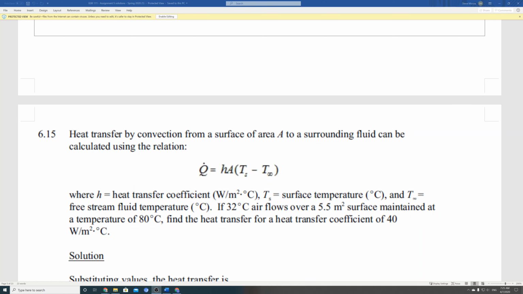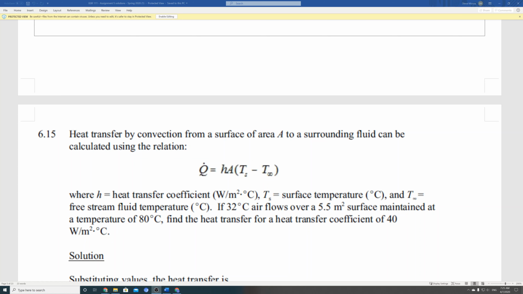Okay, I want to take a look at problem 6.15. Calculation's not too bad in this one, but there are a few points to pay attention to in this equation. The basic idea in this particular problem is that you want to figure out how much heat, or the rate at which heat is being transferred.